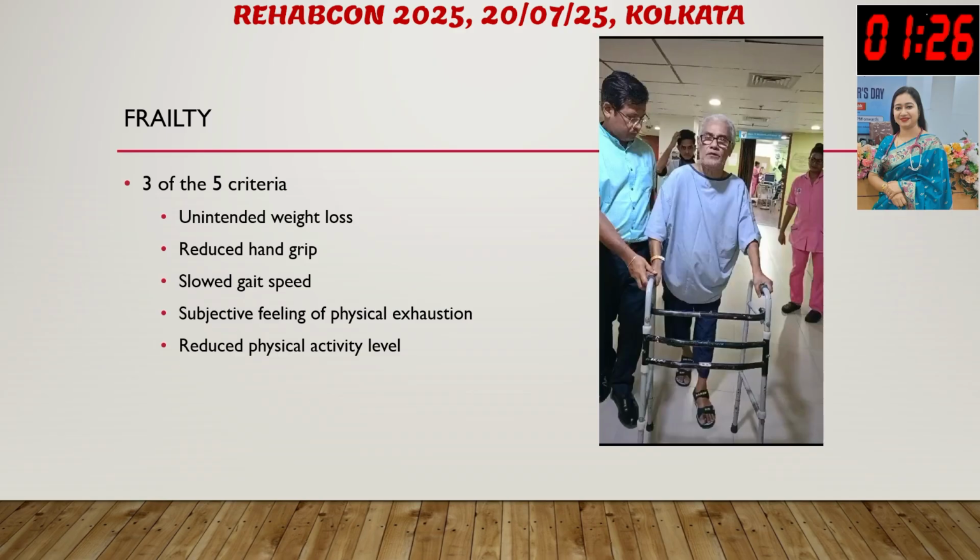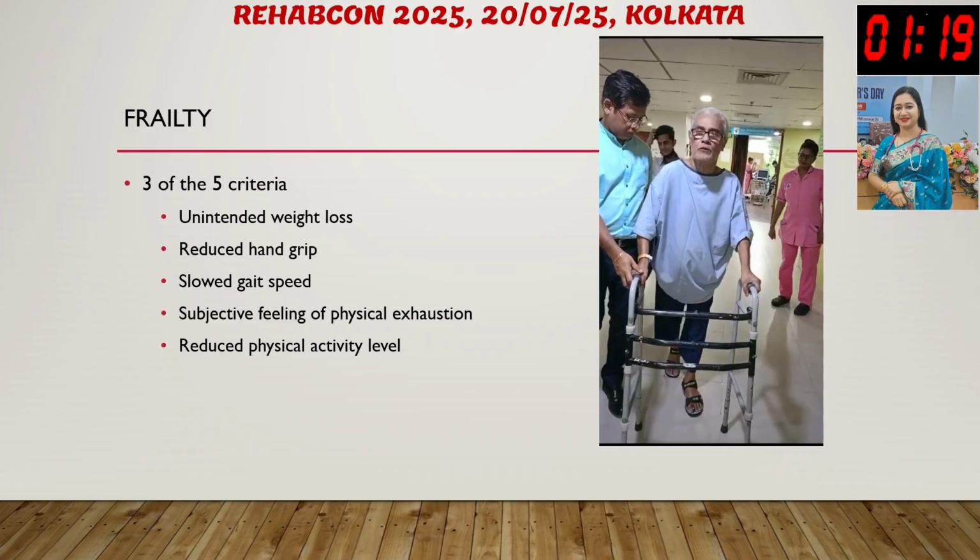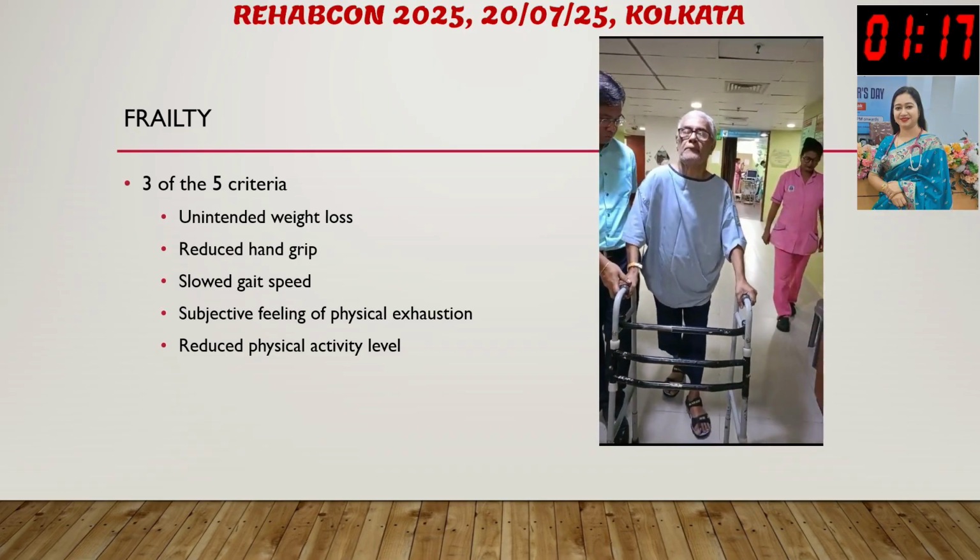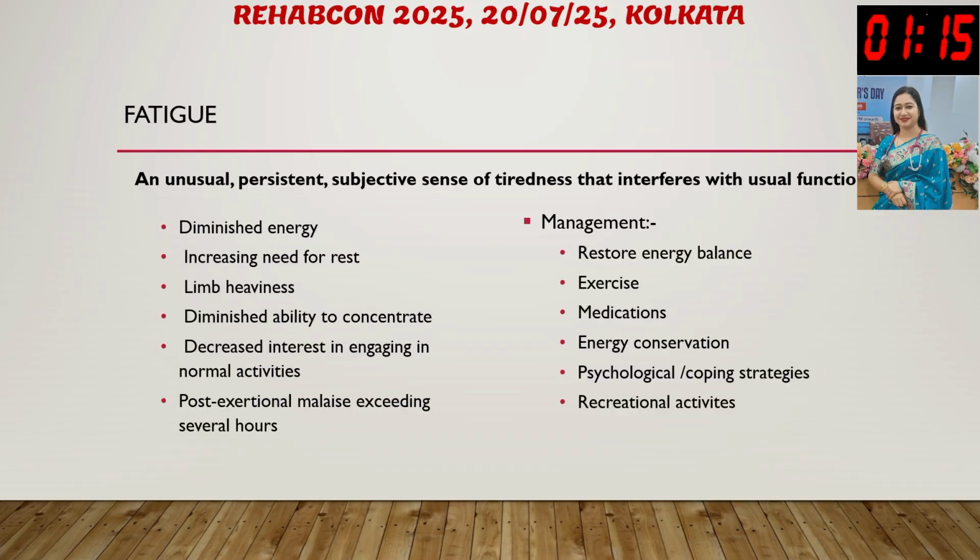Frailty, how can we diagnose that? 3 among these 5 criteria mentioned over here. And frailty, if diagnosed very early, we can reverse it to a non-frail state. Fatigue is an unusual, persistent, subjective sense of tiredness that interferes with usual functioning, and we can manage it with energy conservation techniques, some exercises, stimulant medications, steroid medications, and psychological therapies.